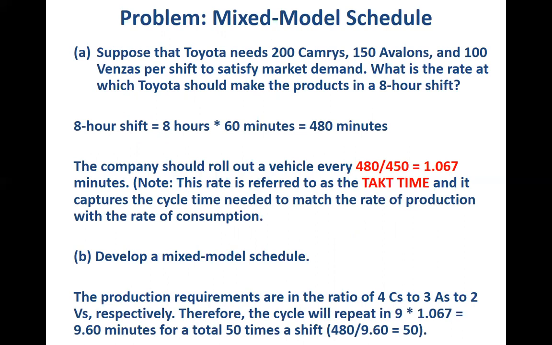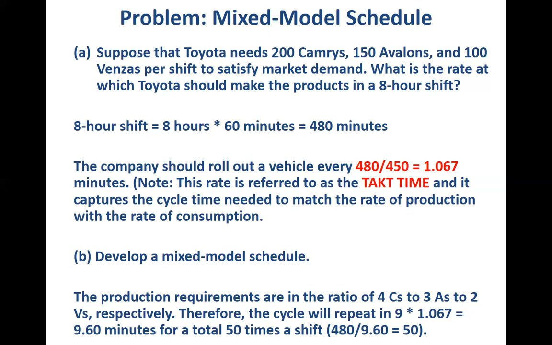Now, what is the rate at which Toyota should make the products in an 8-hour shift? So 8-hour shift, we can first convert that into minutes, because typically when we are calculating something like takt time, we are trying to go as close to the lowest possible time unit as possible. In this case, it will be minutes.